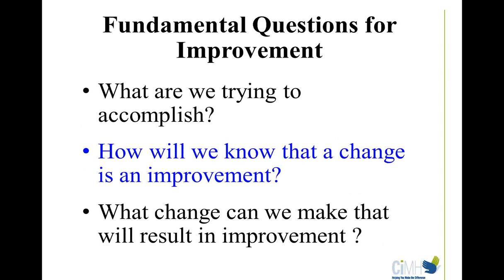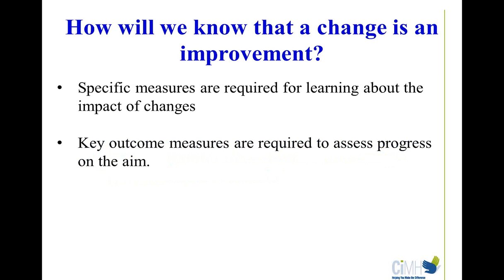And then moving into the second question, how will we know that a change is an improvement? And you can begin to see that the way we answered the first question, what are we trying to accomplish, we've already begun to think about how we will know that a change is an improvement. It is our measurement strategy. So answering this question is about understanding what specific measures are required to allow us to learn about the impact of our changes, that tell us whether or not the changes we're making are, in fact, leading to improvement. And what are those key outcome measures that tell us whether or not we're actually making progress towards the aim?